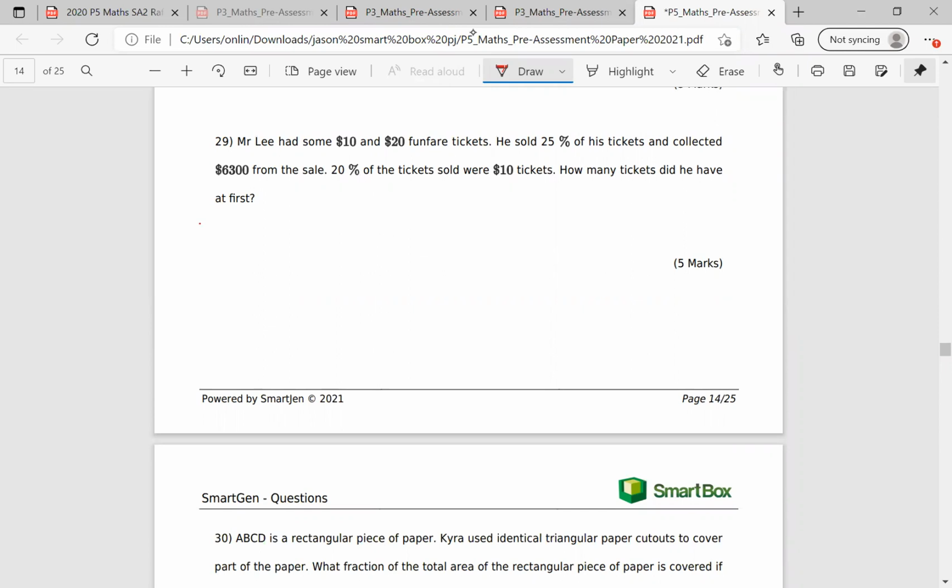Mr. Lee had some $10, $20 funfair tickets. He sold 25% of his tickets and collected $6,300 from the sale. 20% of the tickets sold were $10 tickets. And then, how many tickets did he have at first?